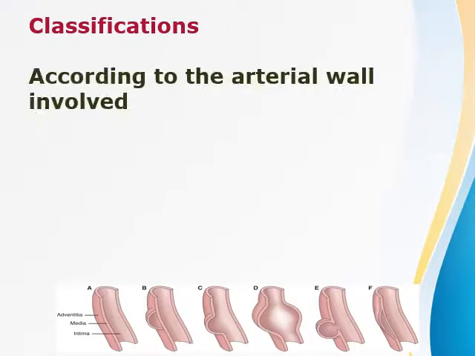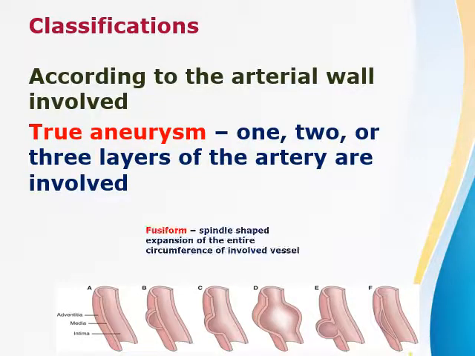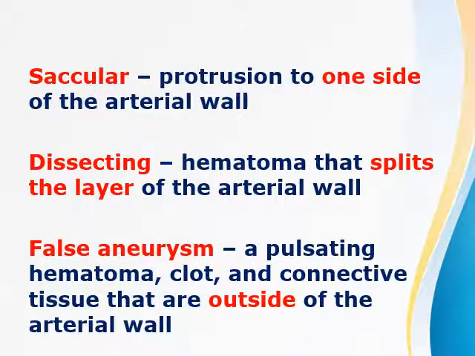So classifications. There are classifications according to arterial wall involved. When we say true aneurysm, all 1, 2, or 3 layers of the artery are involved. Whereas when I say fusiform, it is a spindle-shaped expansion of the entire circumference of the involved artery. Then we have saccular. Saccular is a protrusion to one side only of the arterial wall.